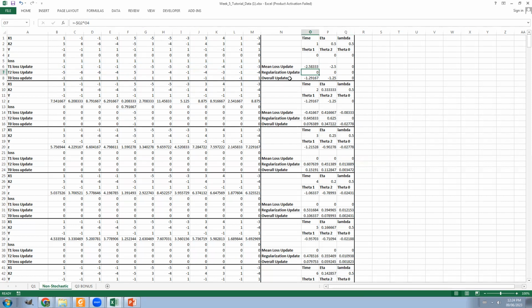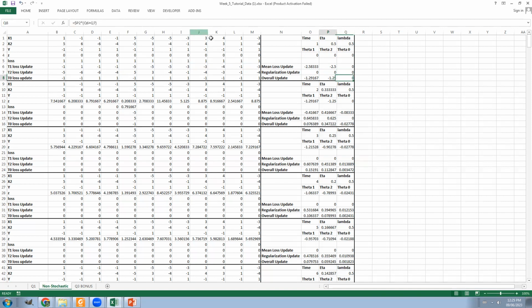We also have a regularization part, right? For the regularization, it's just going to be lambda times theta 1. We're going to take theta 1 and subtract lambda times theta 1. So I put minus lambda times theta 1 here and minus lambda times theta 2 here. And then for theta 0, it's 0. We don't update theta 0 for regularization, right? For regularization, we're only updating theta 1 and theta 2.